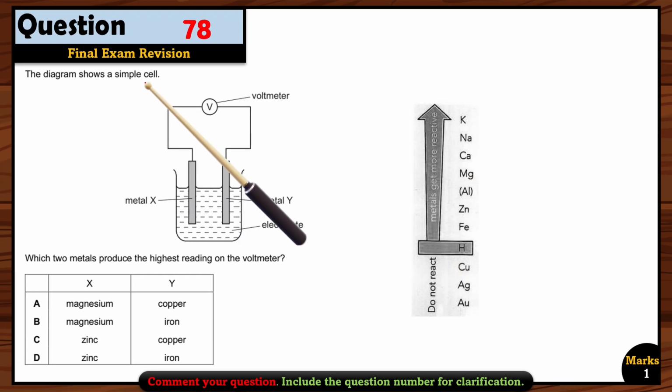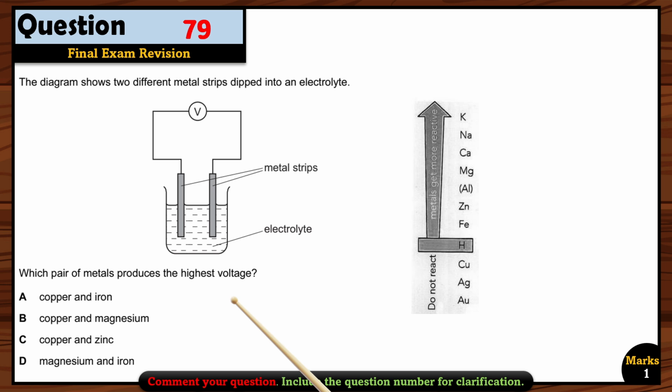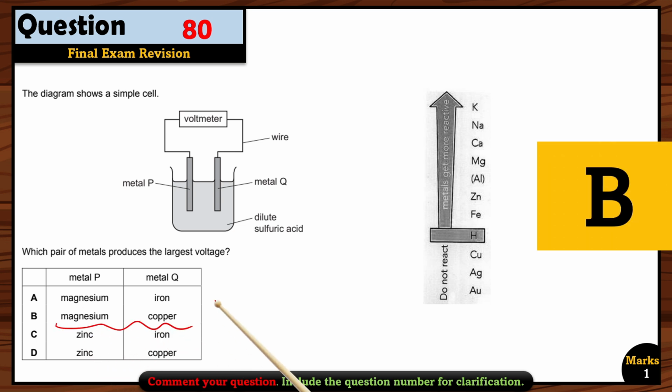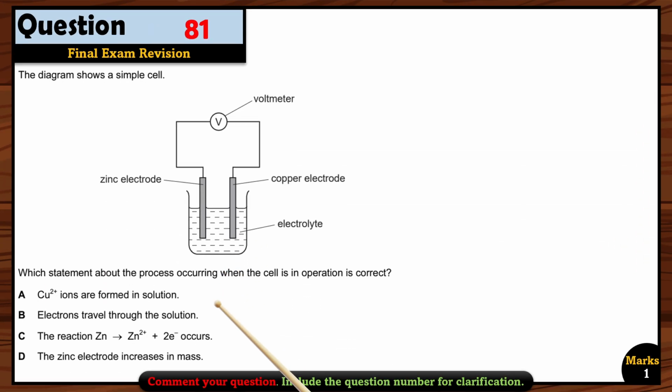Question 78. The diagram shows a simple cell. Which two metals produce the highest reading on the voltmeter? Again, magnesium and copper, right? They have the longest distance, so magnesium and copper is the right option. The diagram shows two different metal strips dipped into an electrolyte. Which pair of metals produces the highest voltage? Again, the same question, copper and magnesium. Option B is right. The diagram shows a simple cell. Which pair of metals produces the largest voltage? Again, magnesium and copper. The same answer is there, but they have changed the question in a different style. So magnesium and copper is the right option.